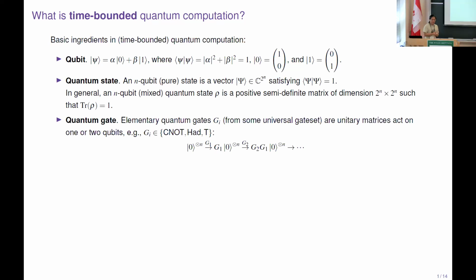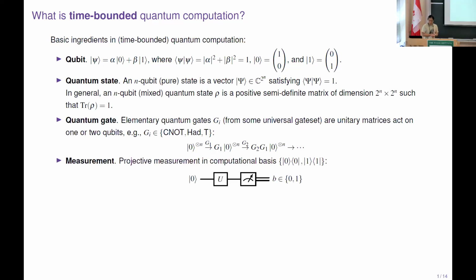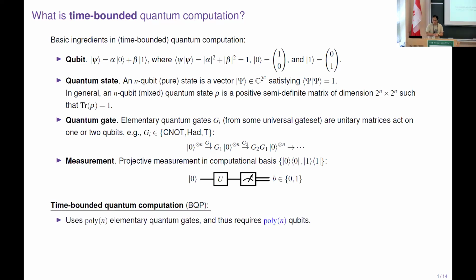Once we have the quantum state, we want to do the computation. So classically, we can apply something like AND or NOT gates. Here, we're just applying elementary quantum gates, which are 1 or 2 qubit unitary matrices. And at the end of the day, we want to read the result. And particularly, usually we talk about decision problems. So we need to measure some designated output qubit. And basically, this projective measurement will collapse the result to either 0 or 1 with some probability.